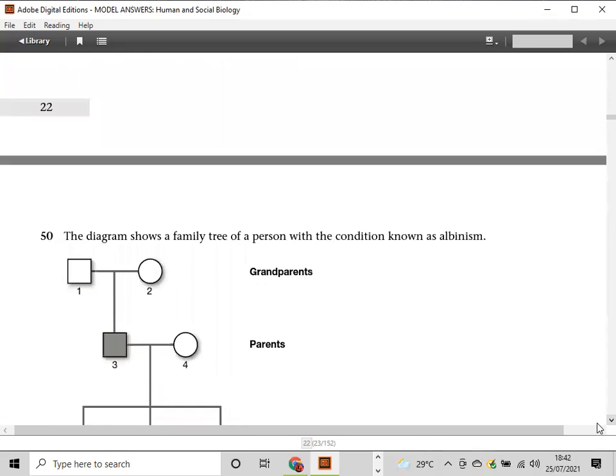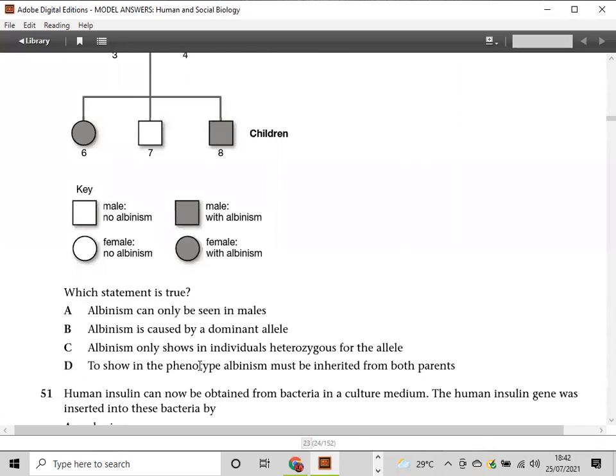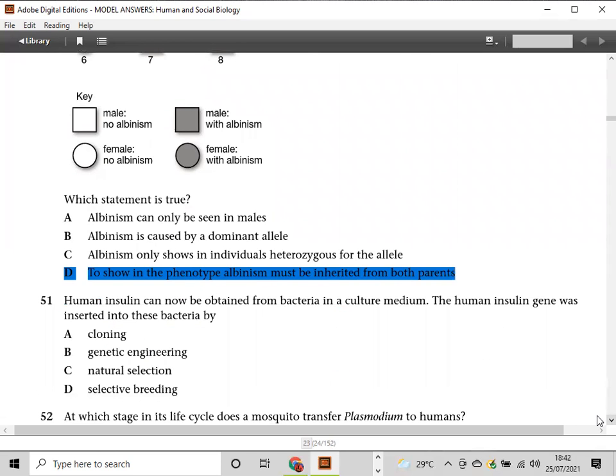50 is D, which shows phenotype, an environment and food additive on both parents. 51, human insulin can only be obtained from bacteria in a culture medium.